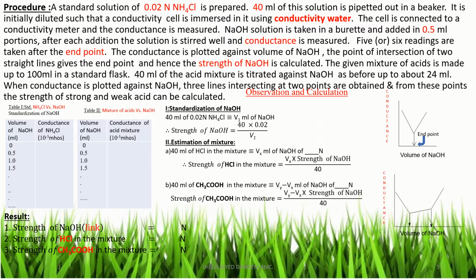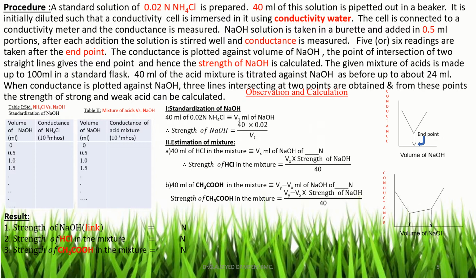And 40 ml of this solution is pipetted out into a clean beaker, and the conductivity cell is washed with water and rinsed with distilled water, and then the conductivity cell is dipped in the ammonium chloride solution and connected to the conductivity meter. And the sodium hydroxide solution is taken in the burette. And from the burette, 0.5 ml portion of the solution is added to ammonium chloride and stirred well, and the conductivity of the solution is measured.